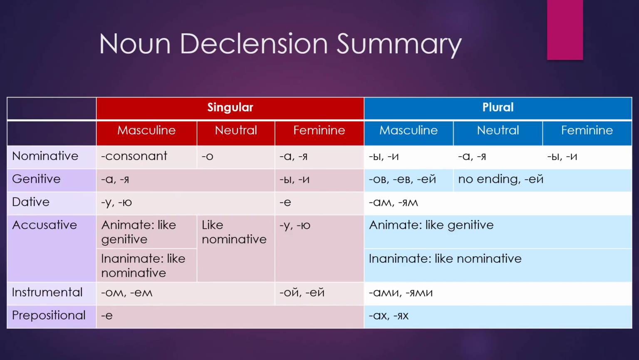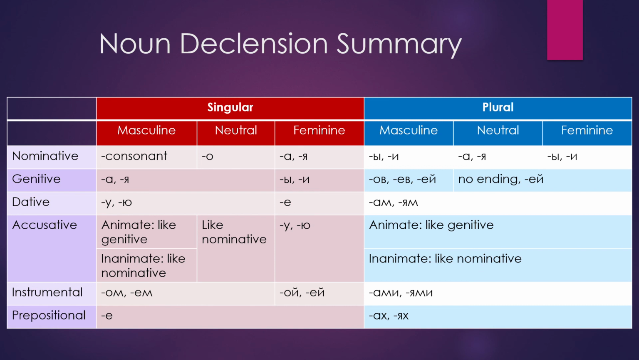Okay? So here is a summary of the noun declension, how to modify the noun. So as you can see, we've got all of the 6 noun cases listed on the left. And then in the red and pink colors, that is for singular, masculine, neutral, and feminine noun declension. And then in the blue is the plural form.